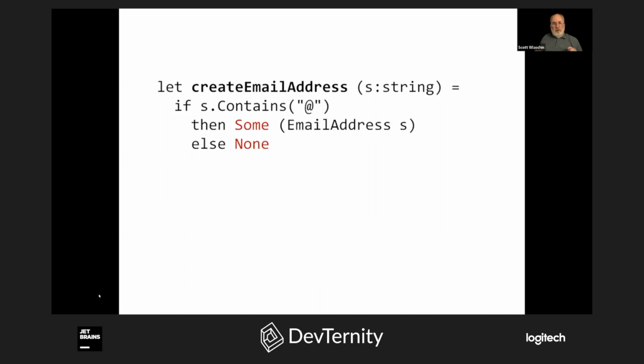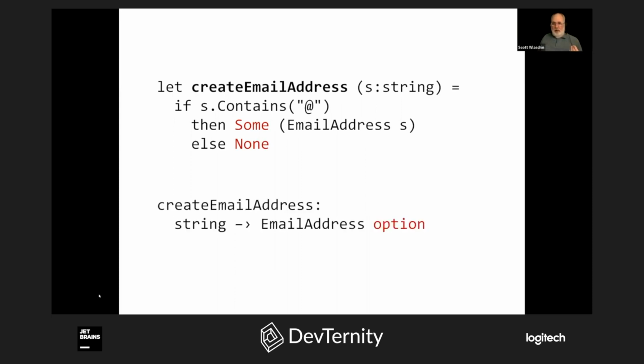So what I'm going to do instead is use options. If you give me a valid email address, I'll give you back something. And if you don't give me a valid email address, I'll give you back nothing, right? So I'm going to use an optional type. And again, if I look at the signature, it says you give me a string and I might give you back an email address. That's much better. So it's much better documentation and fewer things to go wrong.